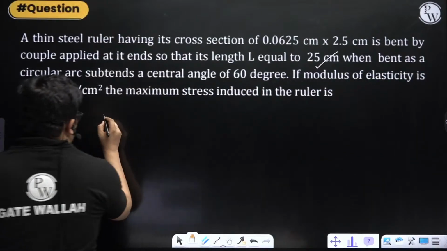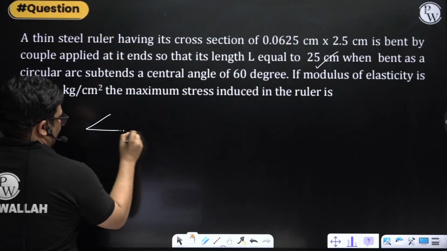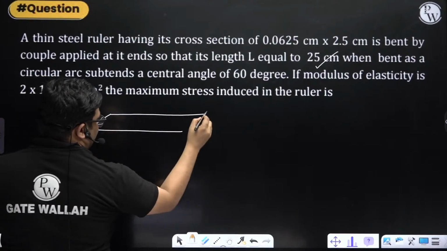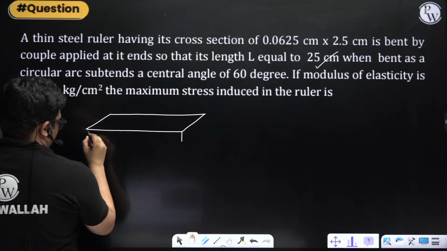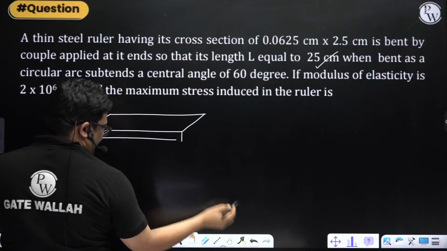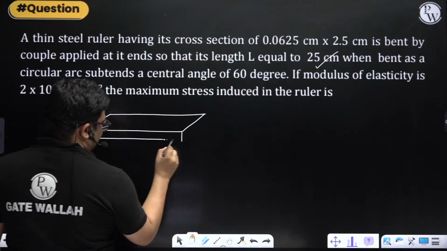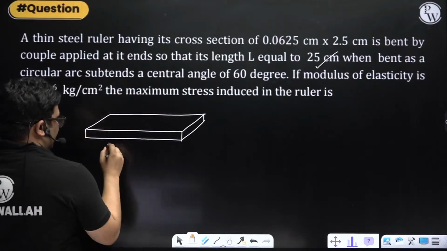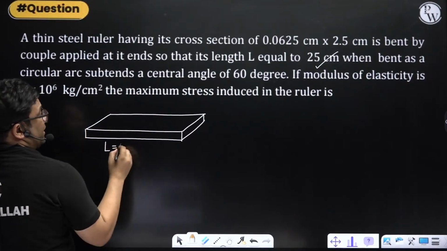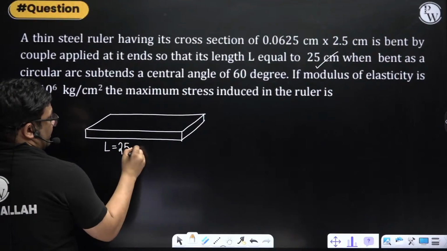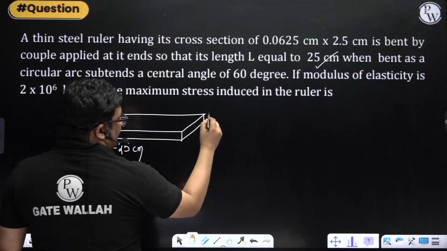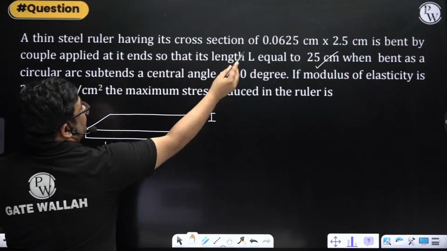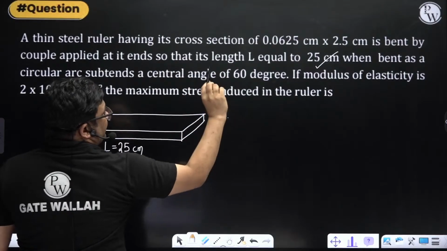See, the ruler means the scale which you use for measurements. It is a kind of flat beam, something like this, and you sometimes play with that in your childhood. The length is given as 25 centimeter. Now see, the depth is given, this is the depth. Normally a ruler has a thickness, this is the thickness.